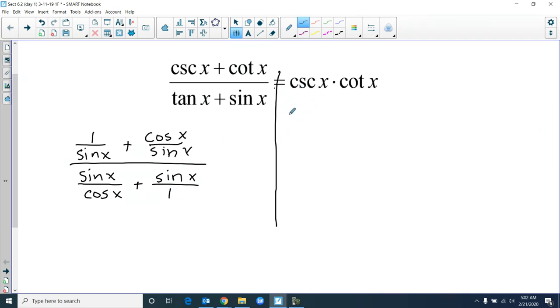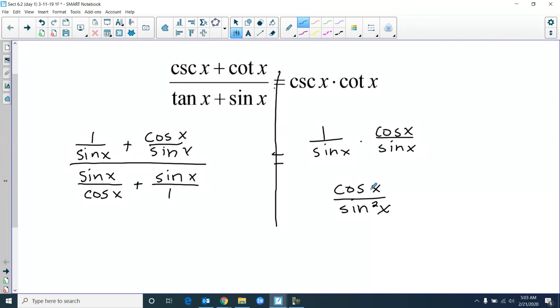I'm going to go ahead and work on the right-hand side here. Cosecant is 1 over sine of x, times cotangent, which is cosine over sine. Since we're multiplying over here, I can combine these a little easier. Multiply your numerators, and you get cosine of x over sine squared of x. I'm going to leave this for now and see if I need to change anything later.